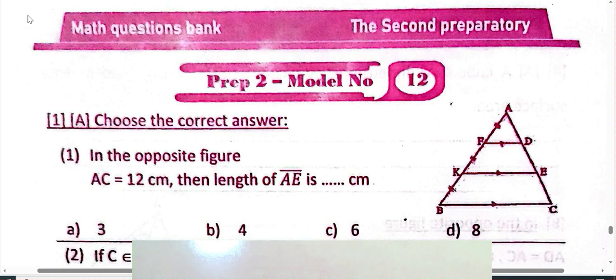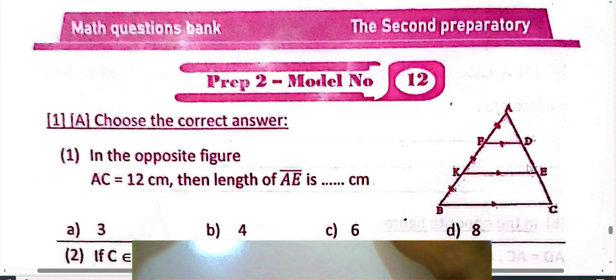Today we'll explain from the Daqhaliya government models number 12. Look at with me first question, show the correct answer. In the opposite figure, we have the length of AC is 12 centimeter. Then the length of EE, we can find the length of here.